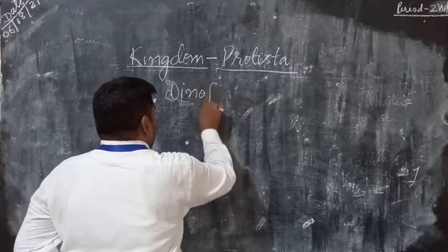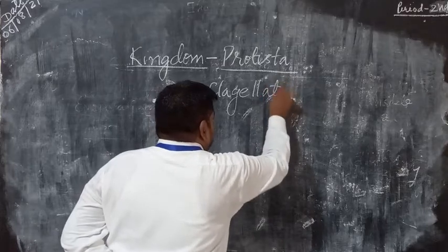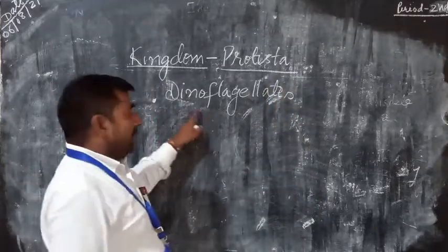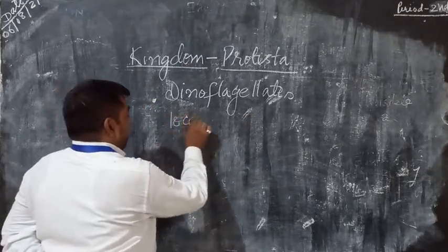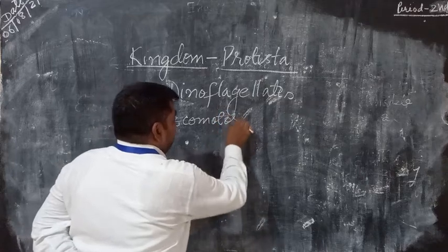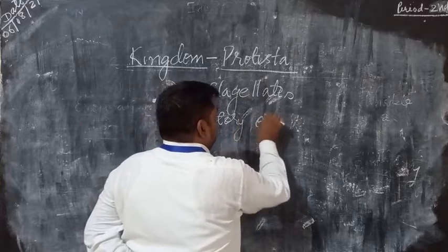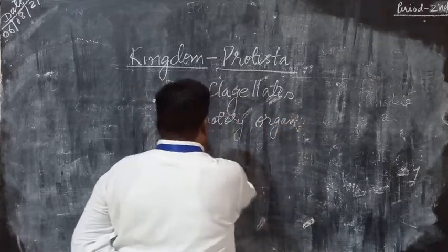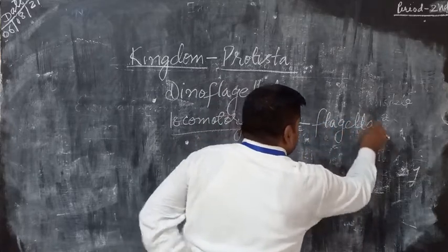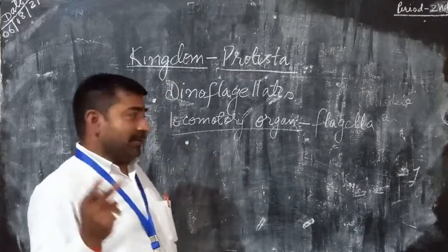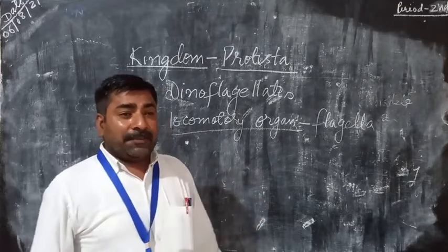Now the second group of kingdom Protista is dinoflagellates. As is clear from the name, their locomotory organ is flagella. Locomotory organ means organ of movement, that is flagella. They possess two flagella in their cell.